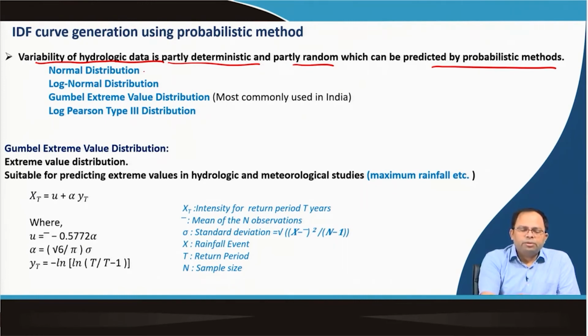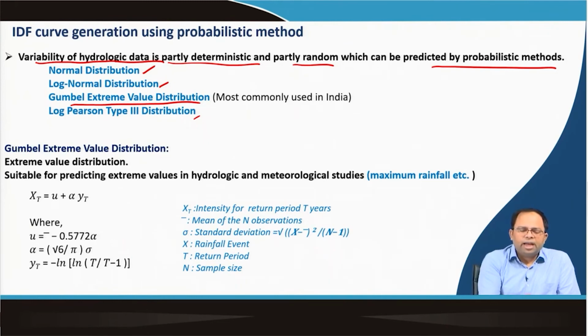So, similarly, we can use a normal distribution to determine the probability distribution, or a log normal distribution, or a Gumbel extreme value distribution, and the log Pearson type 3 distribution. So, these are the ones which are used, and out of this Gumbel extreme value distribution is the most common one. So, this is basically a curve which needs to be fitted with the data.